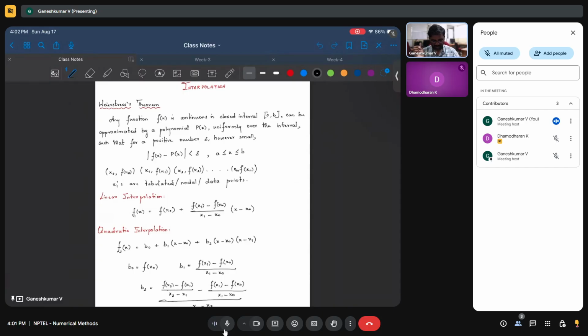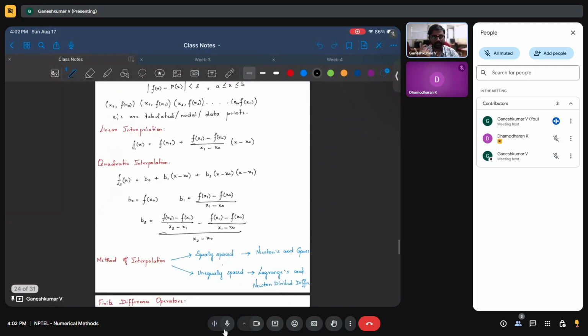So interpolation is based on the Weierstrass theorem: if your function is continuous in a closed interval, then it can be approximated as a polynomial, and for any positive number epsilon, however small, it can be represented like this. The xi points, which you are going to use to construct a polynomial, are called tabulated points, nodal points, or data points. Basically, you can call it however you want.